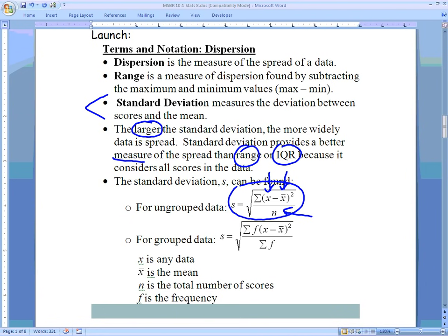For grouped data, we add in a frequency, so that if a piece of data is used multiple times, you can multiply it by its frequency. Each piece of data has a frequency that goes with it, and then you divide by the sum of the frequencies, which is the grand total of all your data. Those formulas look a little overwhelming, but I'm going to show you how to use the first one, for ungrouped data, on our next slide.